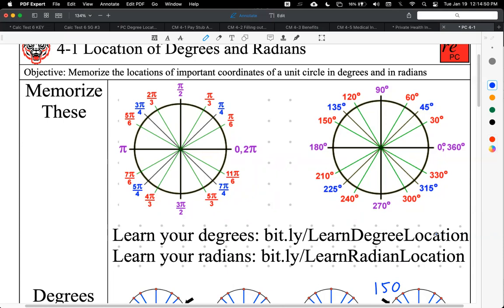How do you know that this is 7 pi over 6? Well, this is 6 pi over 6, and then another 1/6. So 6 pi over 6 turns into 7 pi over 6.